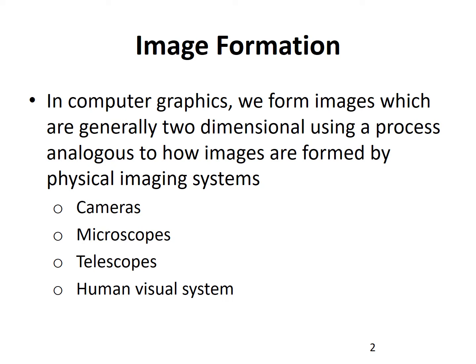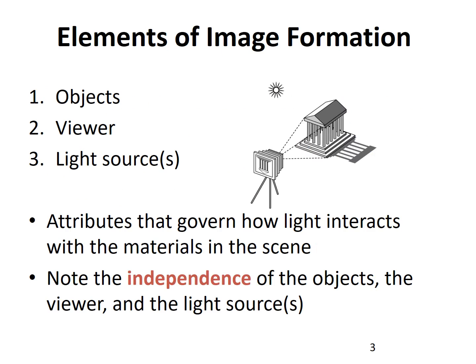Image formation is a basic aim in computer graphics. In computer graphics, we form images which are generally two-dimensional using a process analogous to how images are formed by the physical imaging systems such as cameras, microscopes, telescopes, and the human visual system.